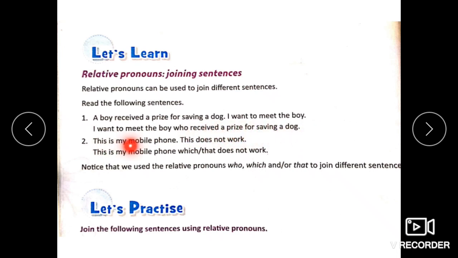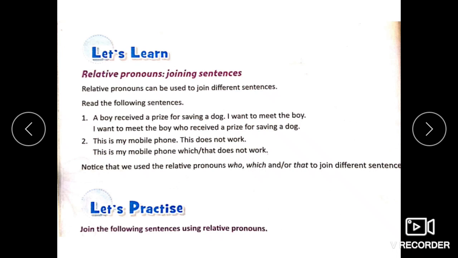This is my mobile phone. This does not work. This is my mobile phone which does not work. Let us take another example. Sarah is going to visit her aunt for the summer holidays. Her aunt lives in Mumbai. So if we join these two sentences, how do we write it? Sarah is going to visit her aunt, who lives in Mumbai, for the summer holidays. A wasp is an insect, it stings. How do we join this? A wasp is an insect that stings, or which stings.